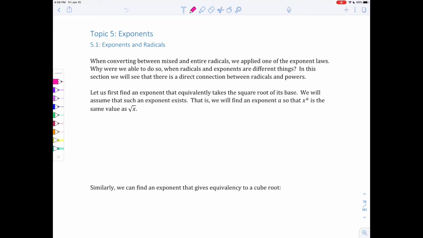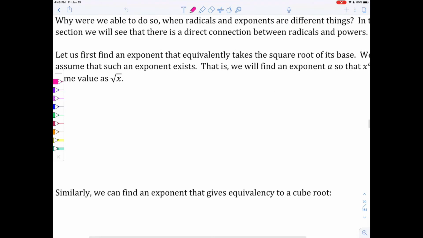I have limited jokes. So let's assume that an exponent exists, that if we take the square root of something, it's the same thing as taking that thing to some sort of power. We're going to assume that's possible, and we'll figure things out from there. Well, here's the thing. We could square both sides.